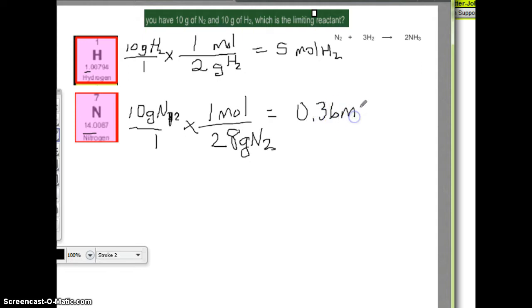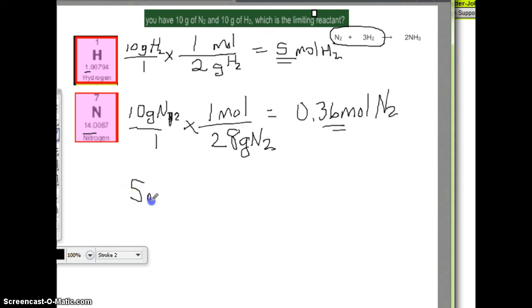moles of N2. So here you can really see what I was talking about at the beginning, that you can't just say, oh, 10 and 10 and go from there. No, 10 grams of hydrogen is 5 moles. 10 grams of nitrogen is about a third of 1 mole. So it's a huge difference. All right, so now we want to go back to our equation, and we want to find out which one is the limiting. All right, so let's start with hydrogen since it's on top.